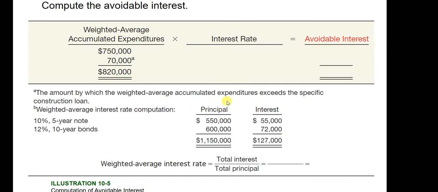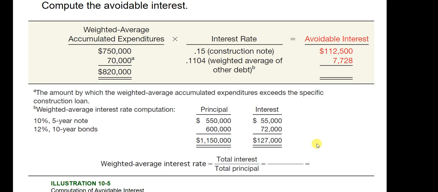Okay, so first of all, the interest rate on the specific debt was 15%, so I have avoidable interest of $112,500, and then I need to average these two. So notice I had $550,000 at 10%, so that's $55,000, and $600,000 at 12%, so that's $72,000. So the average interest is $127,000 divided by the principal, so my average interest rate is 11.04%. So I take my remaining $70,000.